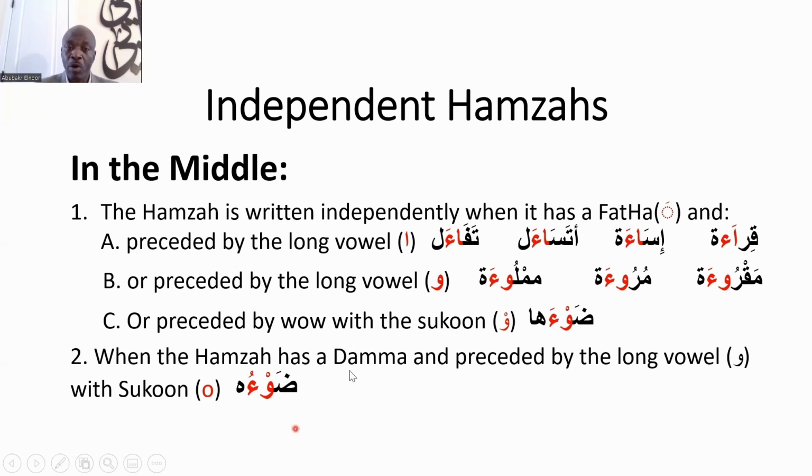Rule number two, when the Hamza has a Dhamma. Before we said the Hamza has the Fatha; here the Hamza has the Dhamma and is preceded by the letter Waw with the Sukoon, which doesn't behave like a long vowel. Daw'uhu. So the Waw has the Sukoon and the Hamza has the Dhamma. In this case also the Hamza is written independently with no chair. So these are the two situations where the Hamza is seated alone.